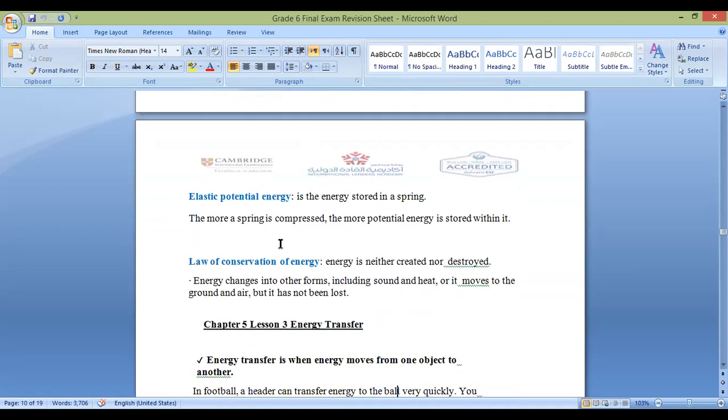Now, what is elastic potential energy? Who can remember what elastic potential energy is? Yes, Farah. It's the energy stored in a spring. Spring, excellent. The more a spring is compressed, the more potential energy is stored. When you compress a spring, that means it has more stored energy.